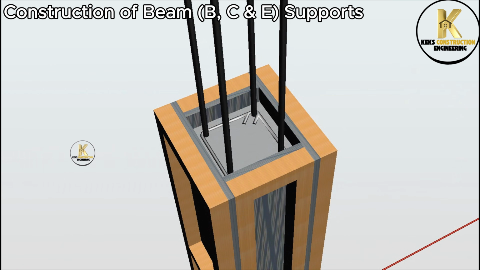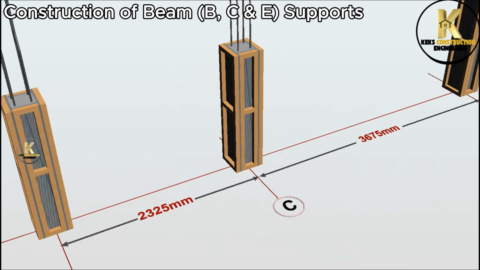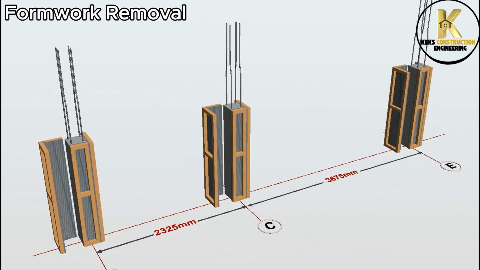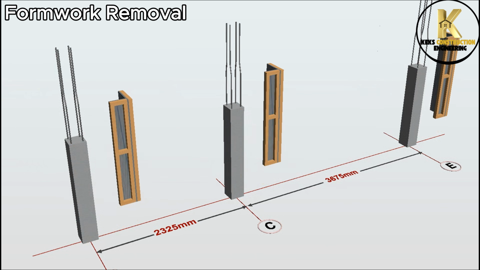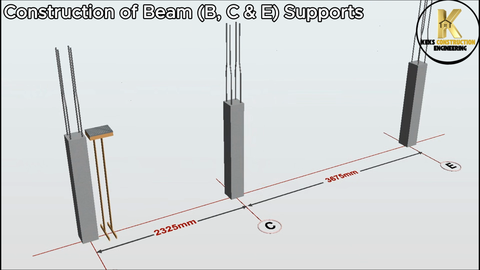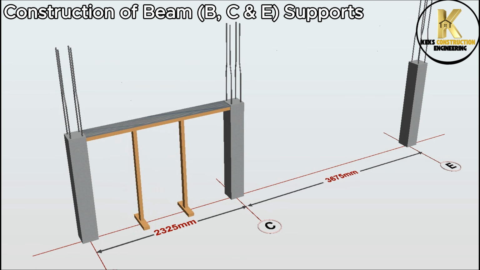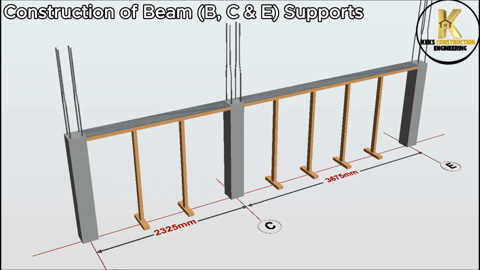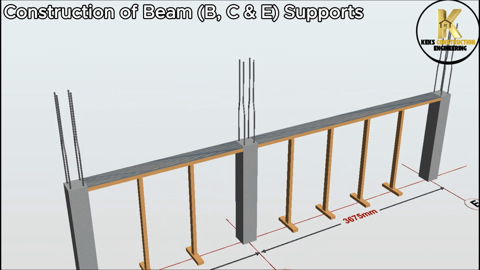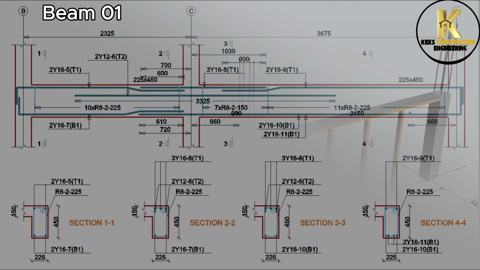Pouring of the supports B, C, and E. Formwork removal. Having completed the construction of beam 01 supports, let's start reading, interpretation, and implementation of the beam drawing.